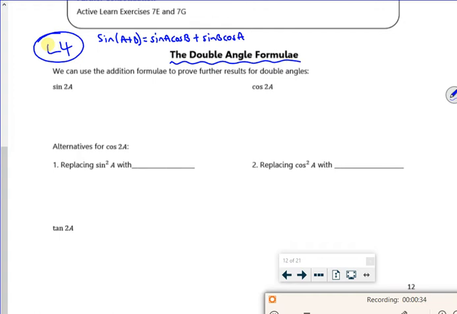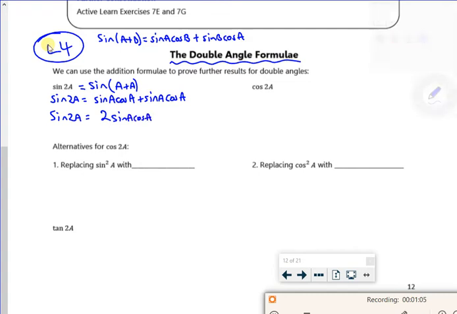But what I'm going to do, to give myself a sine 2A, is make it sine of A plus A. So my B is now an A. So my sine 2A will be sine A cos A plus sine A cos A. Now they're both the same, so it's two lots of sine A cos A there. And that's a double angle formula.